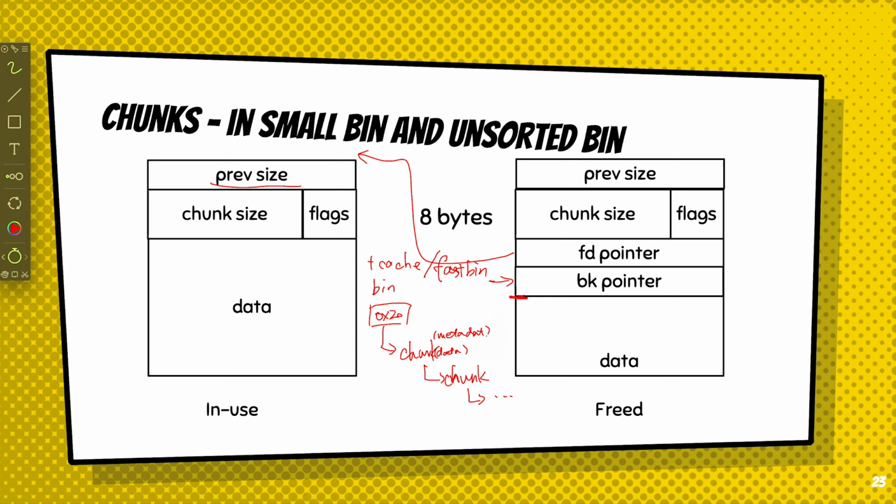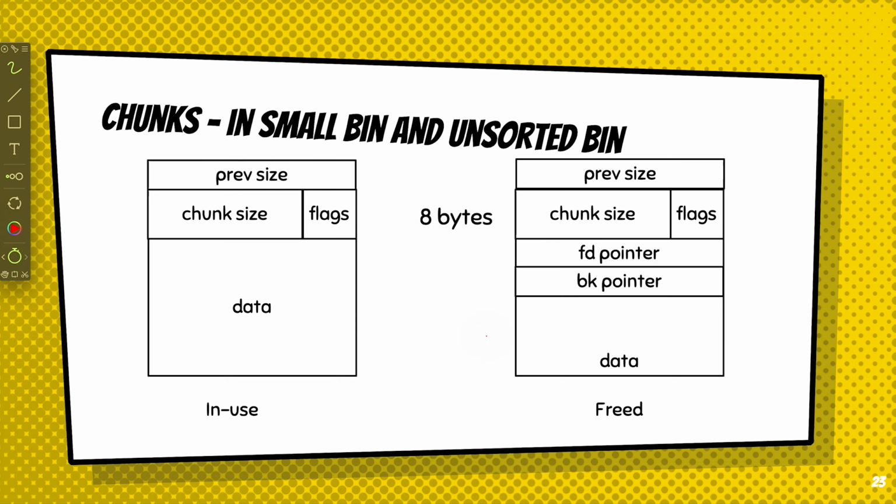But for small bin and for unsorted bin, the chunks point to each other, in the sense that there is a bidirectional link inside each bin. The reason we want this is that, for unsorted bin, as I mentioned, they're not sorted. So we hope to move back and forth to be able to get all the chunks easily.